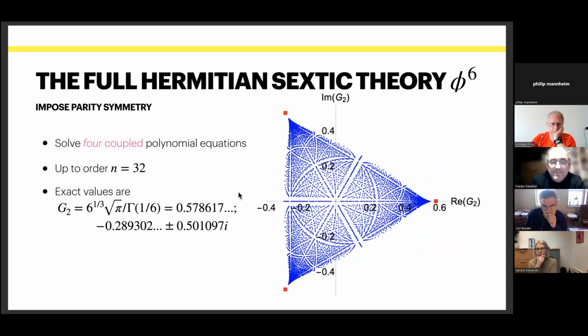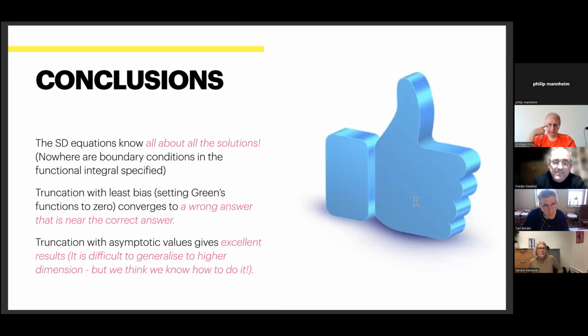As I was saying, if you look at the Hermitian sextic theory, it behaves very similarly to the phi to the fourth, because you can see along the real axis, you're getting this concentration of values which are coming monotonically from below, and they're not reaching the exact value. So the only way probably to get this exact value would be, once again, to do an asymptotic approximation for this. So, in total, what happens?